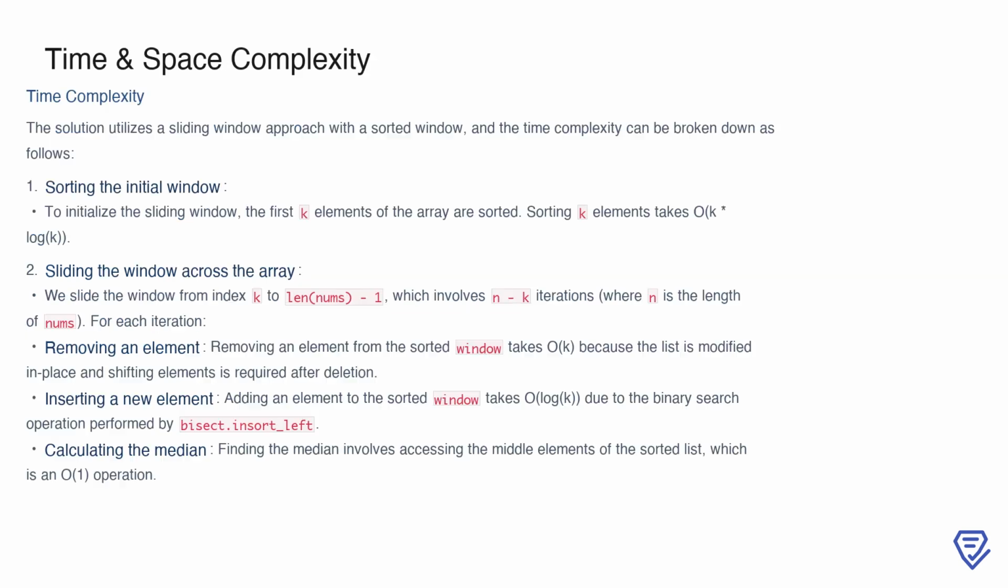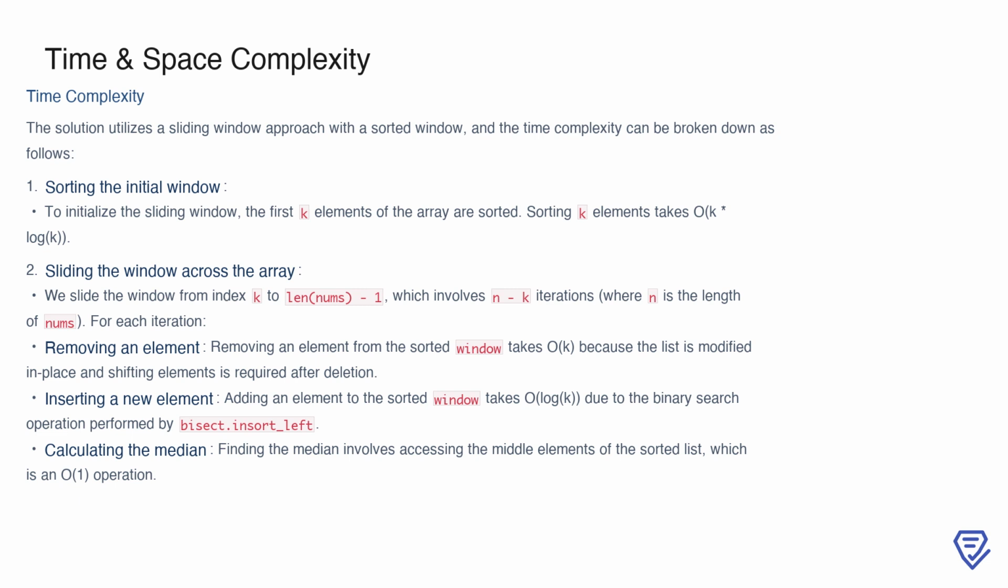The time complexity of our solution starts by analyzing the sliding window approach. First, we need to initialize the window by sorting the first k elements. Sorting these k elements requires O(k log k) time. Once the initial window is prepared, we slide it across the array. Sliding involves several operations for each step.